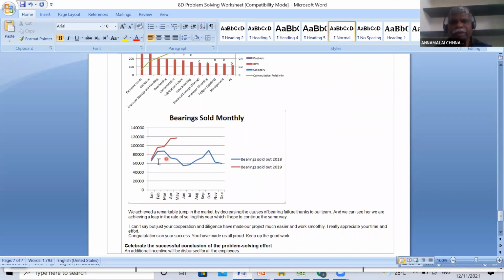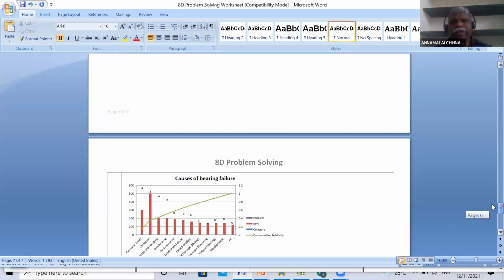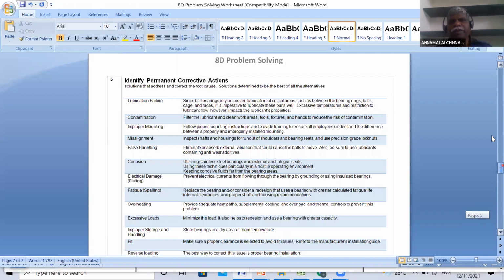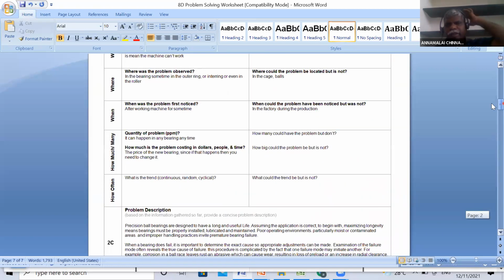So here they have given that before the problem was solved, this was the sales figure. After the problem was solved, you can find that the sales figure has gone up because the problem has been really solved, right? And then finally, the last step is the recognition. So this template you can download and then start implementing. Either this one or the previous one, you can use it for immediate usage at your place.